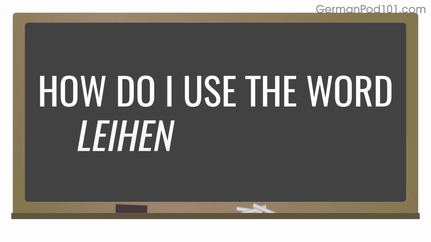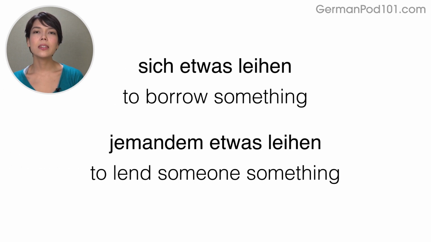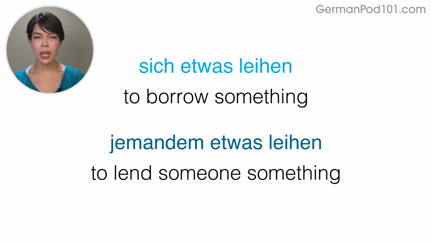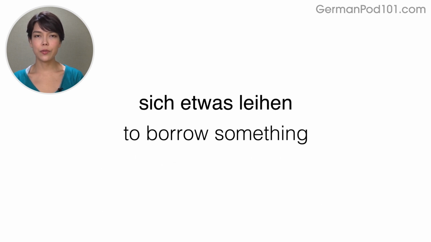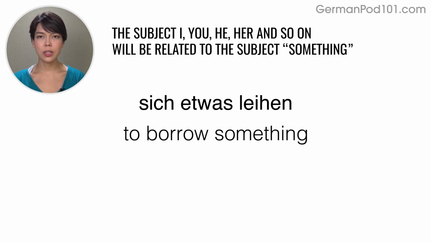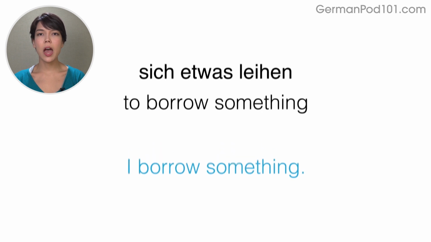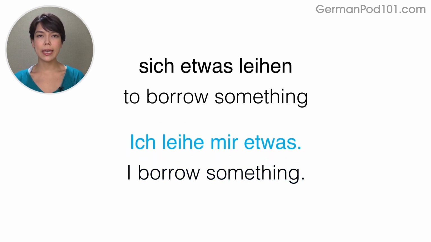How do I use the word "leihen" in German? "Leihen" means both to lend and to borrow. So how do you know when which one is being used? The easiest way to tell is using these two different expressions, "sich etwas leihen," to borrow something, and "jemandem etwas leihen," to lend someone something. Let's take a look at the pronouns. In the first sentence, the subject, I, you, he, her, and so on, will be related to the subject something, and the same corresponding pronouns will be used. So for example, if you want to say, I borrow something, then the sentence would be, "Ich leihe mir etwas." Here, the word "ich" means I and corresponds with "mir," literally translating to me.